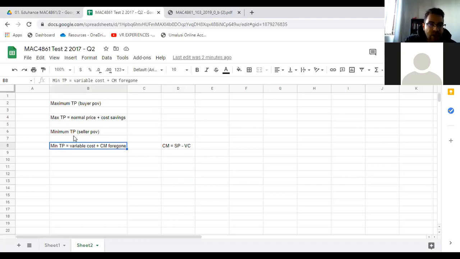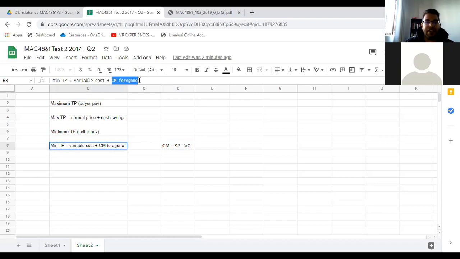So variable costs here is the cost to sell internally. This over here is contribution margin foregone. Contribution margin is sales minus variable cost, and the variable cost relates to external sales. Here you can see it's contribution margin foregone. This is basically an opportunity cost. So you will only have a contribution margin foregone if you have to forego external sales in order to produce internally.